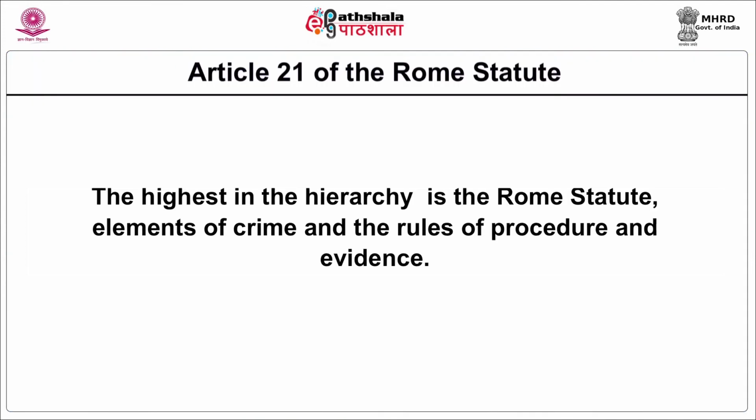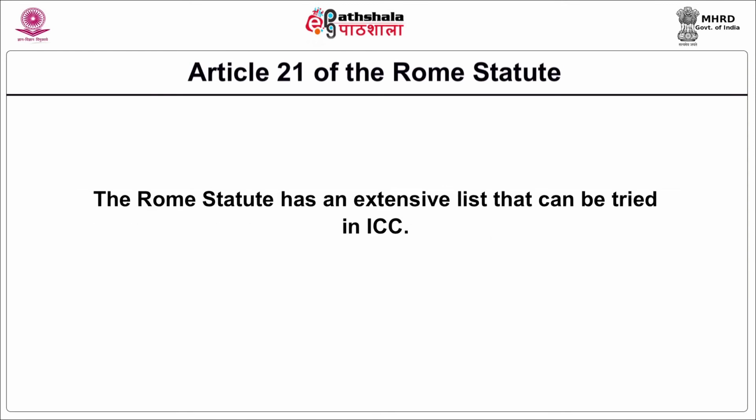However, Article 21 of the Rome Statute, which lays down what is known as the applicable law under the International Criminal Court, lays down for us a hierarchy in the applicable law. The highest in the hierarchy is the Rome Statute, which is the codified version of customary international law. Elements of crime and the rules of procedure and evidence also make up the Rome Statute. The Rome Statute has an extensive list of crimes that can be tried in the International Criminal Court.